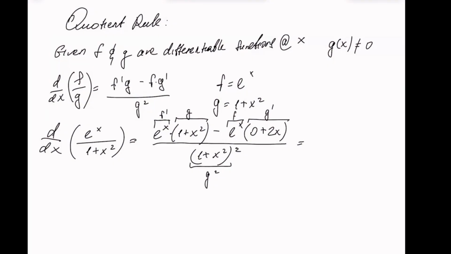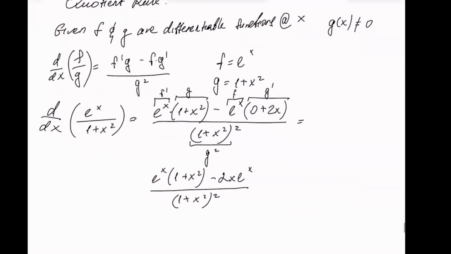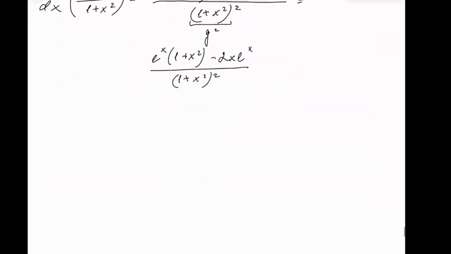So now if I simplify it, I have e to the x times 1 plus x squared minus e to the x times 2x. So I'll just put 2x e to the x over 1 plus x squared, all of that squared. And then you can either factor out e to the x or leave it as is. Doesn't really matter. And this is how we use the quotient rule. Now let me show you another example.